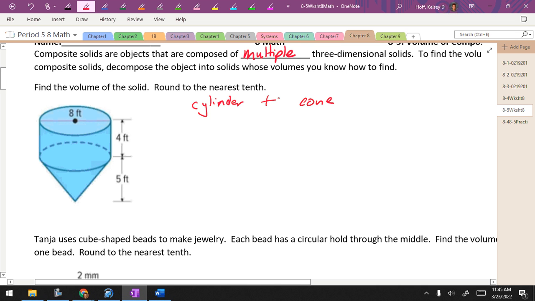Here's your formulas. What's the formula for the volume of a cylinder? Pi radius squared height. On my cylinder, what is my radius? 4. Very good. You have to take 8 and divide it in half because that line goes all the way across. And your height is 4. Take your calculator. Make your calculation. Round to the nearest tenth.